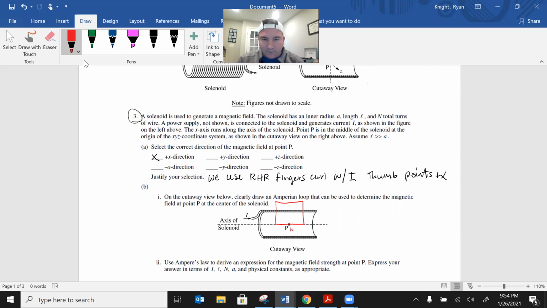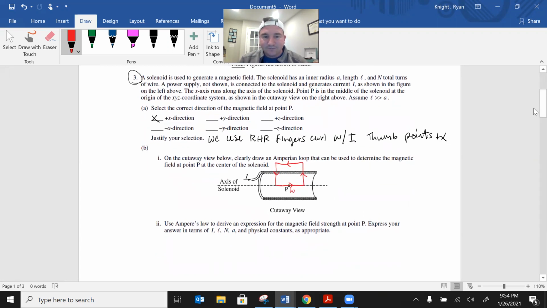We've got a width for our rectangle. I'm going to call it W, width. It actually doesn't matter what we call that, but I'm going to use W for width. And there's my solenoid. I also have to put a direction in which I'm going to integrate. So I'm going to go around counterclockwise here. When we use Ampere's law, which it's going to ask us to do, we're going to have to choose a direction for integration. So I'm choosing that now.